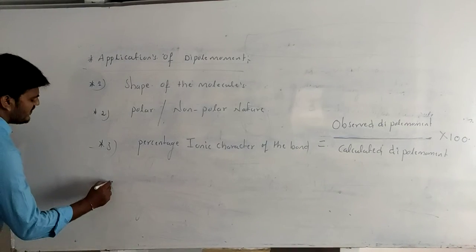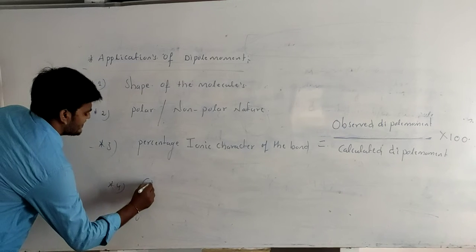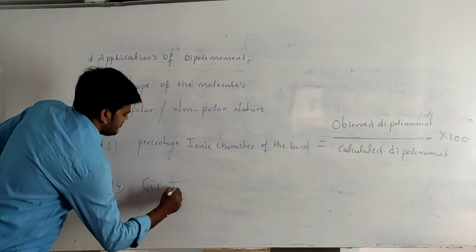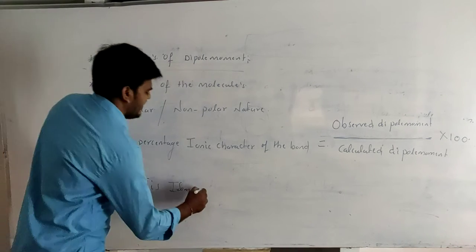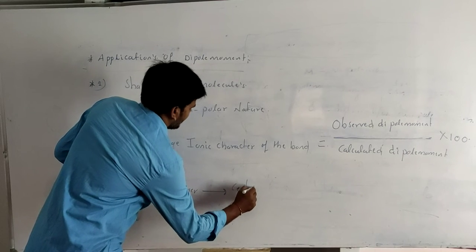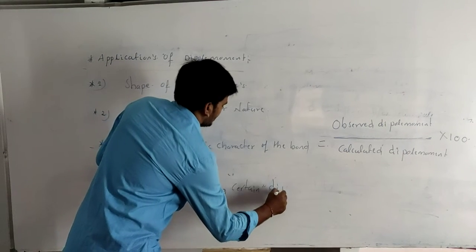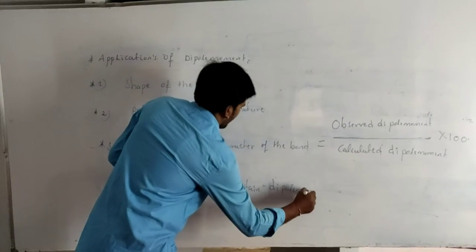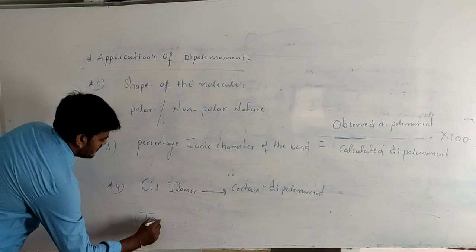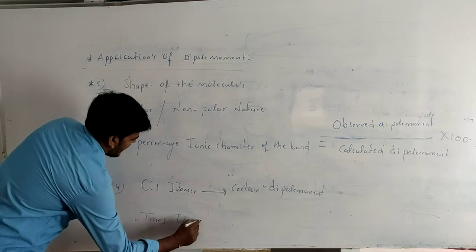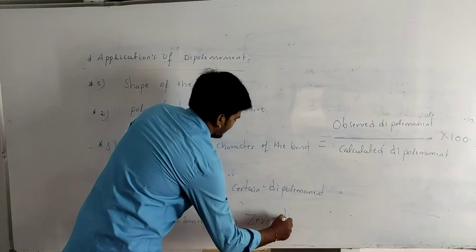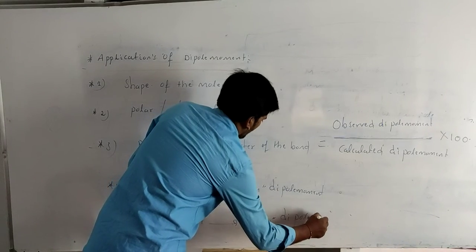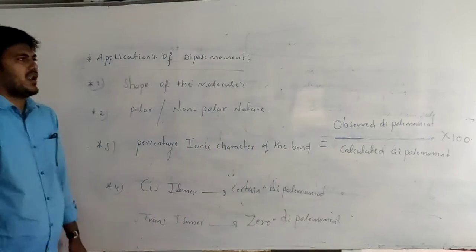And next one, last and final, cis isomer contains a certain dipole moment. That means positive. Cis isomer contains a certain dipole moment. But trans isomer contains zero dipole moment. So these are applications of dipole moment.